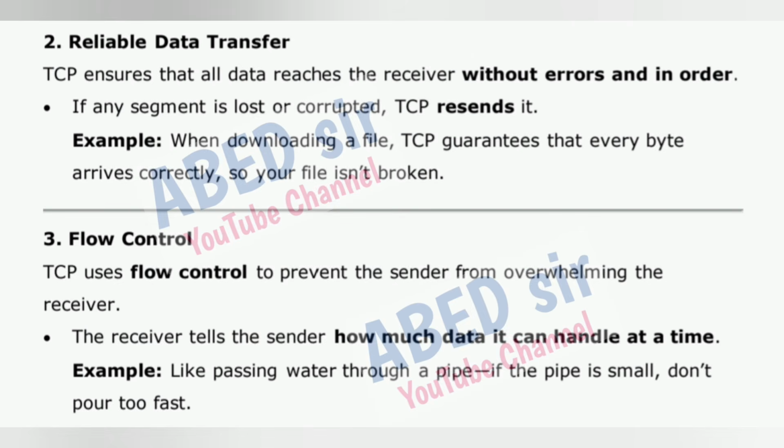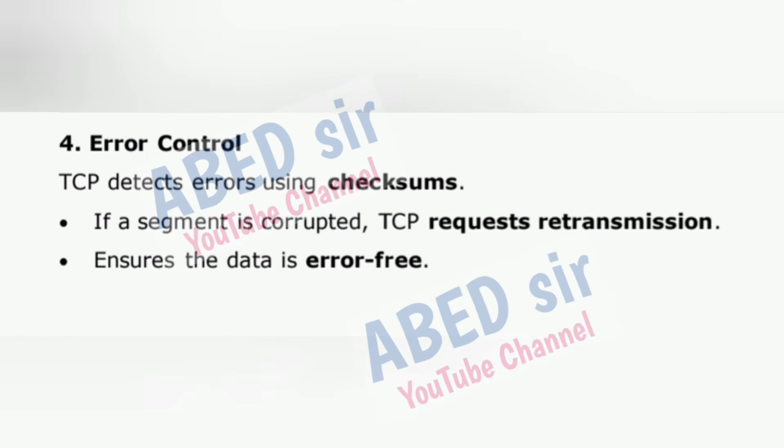3. Flow control. TCP uses flow control to prevent the sender from overwhelming the receiver. The receiver tells the sender how much data it can handle at a time. Example: like passing water through a pipe, if the pipe is small, don't pour too fast. 4. Error control. TCP detects errors using checksums.